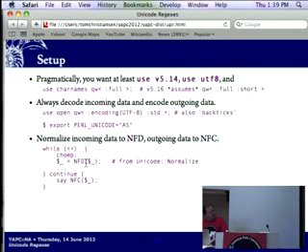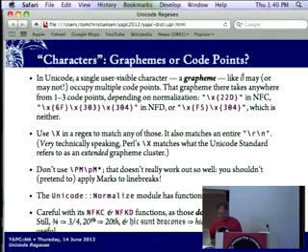Because more things support NFC, browsers, fonts, and so on, it's probably a good idea to put it into NFC on the way out. Yes, it takes time to do this, but if it didn't matter whether it was correct, I can make it as fast as you want. It's not that slow. Oh, let's make this easier to read.